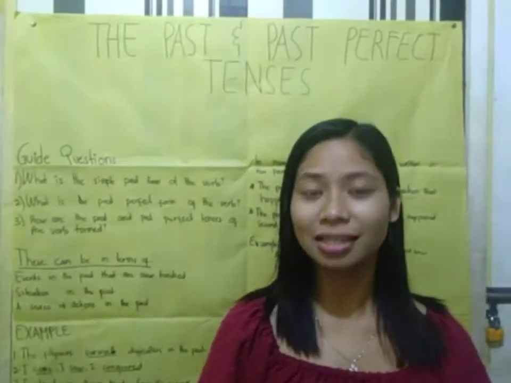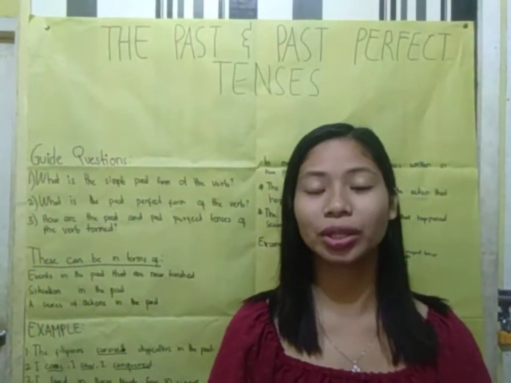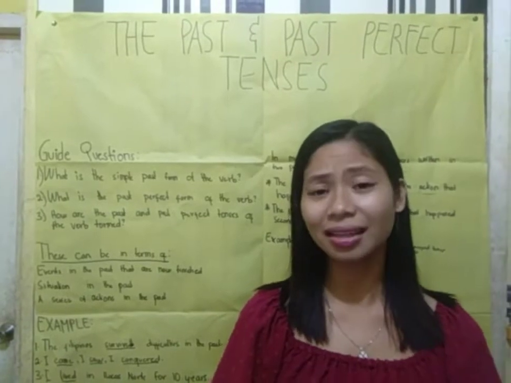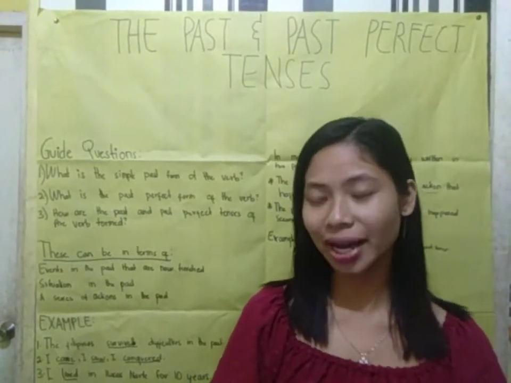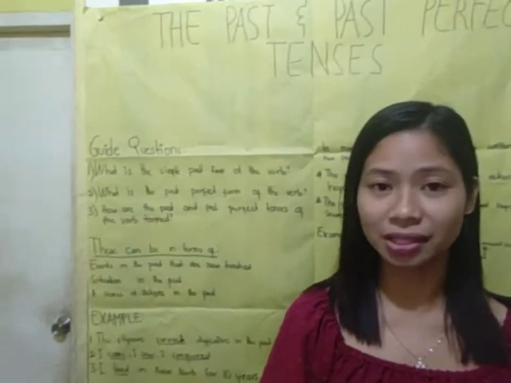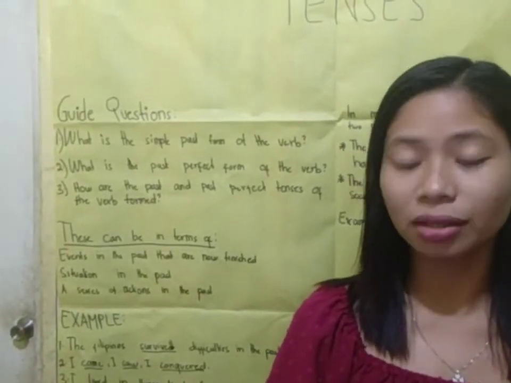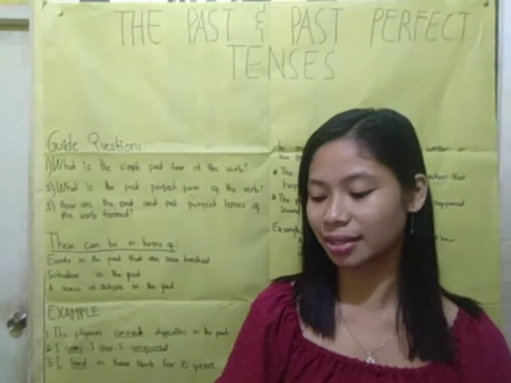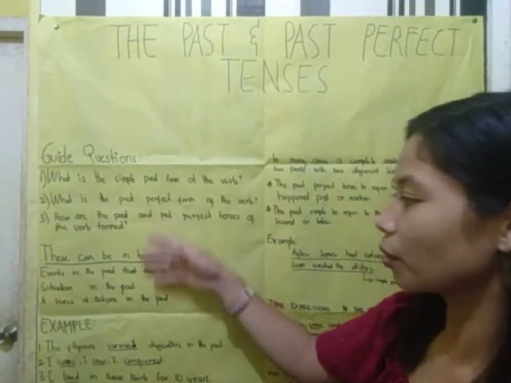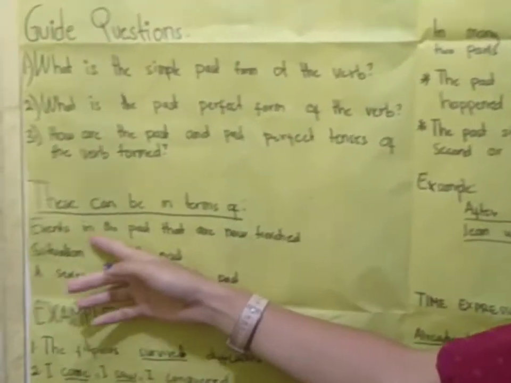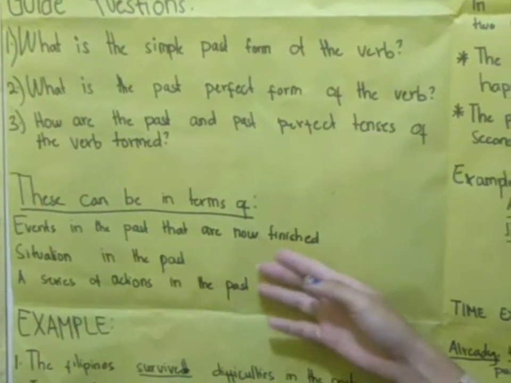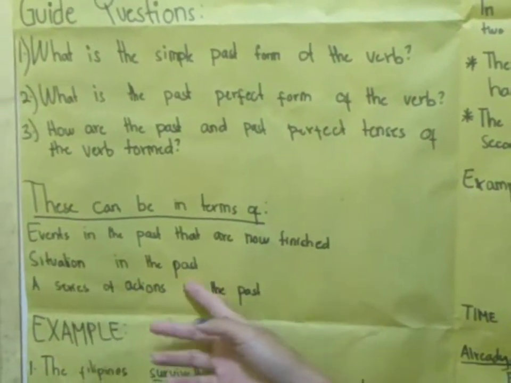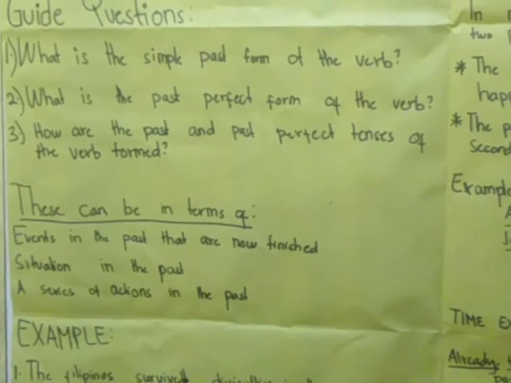Alright, so it is useful for us to have a short review about the verb. What is a verb? A verb is a word that expresses action, like walk, run, jump, or a state of being, like be, exist, or stand. This can be in terms of events in the past that are now finished, a situation in the past, or a series of actions in the past.